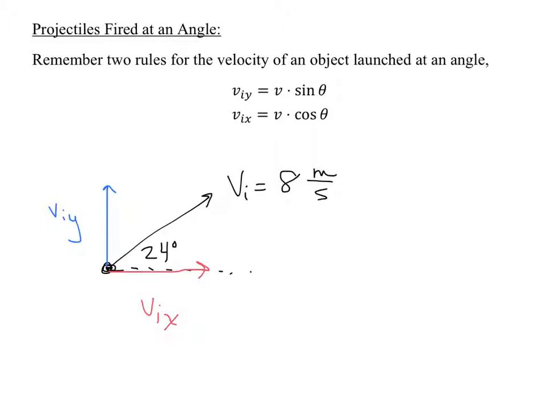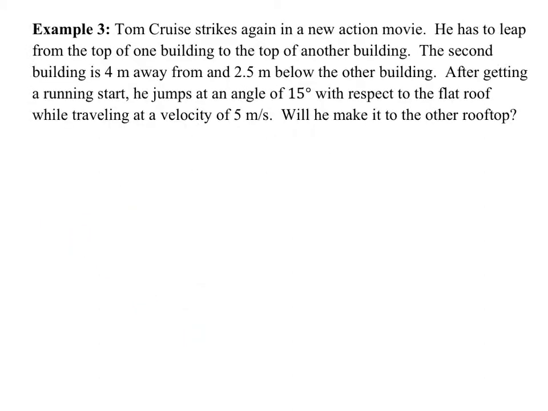All right? So let's go into this first problem now with this knowledge down pat. It really helps for this first problem. So the next problem, whatever number it is, another Tom Cruise striking again in a new action movie. And he's got to leap between buildings. So, as always, he's running and jumping and doing all this crazy stuff. So we're told that he jumped from the top of one building to the top of another building. The second building is 4 meters away, and it's 2.5 meters lower than the other building, the ceiling of it at least.